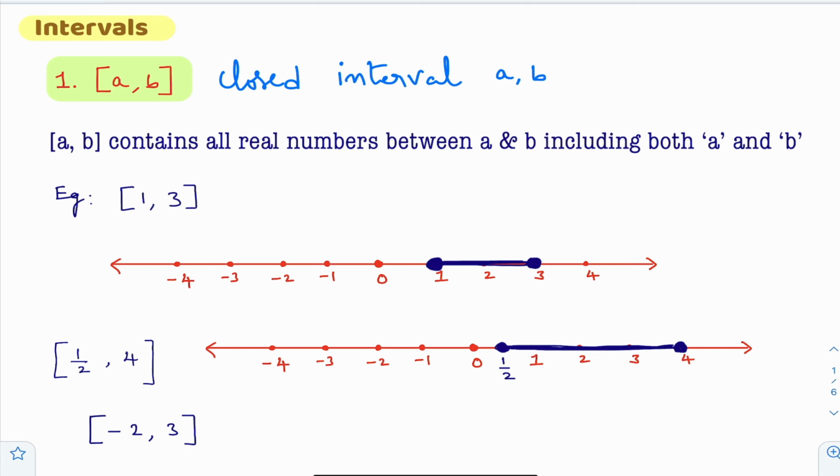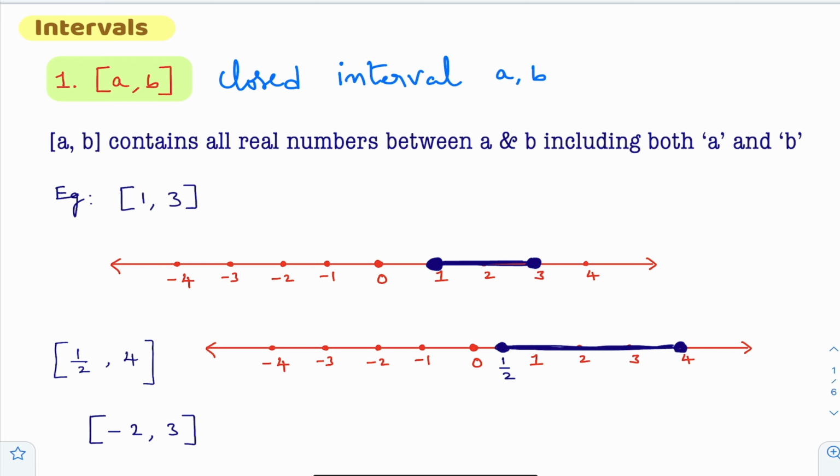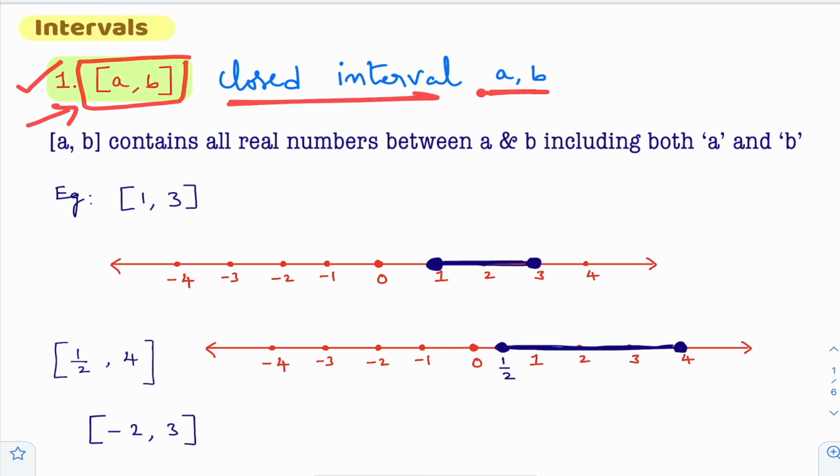Okay, if you mark it, how does it come? This is closed interval, so minus 2 is also included, 3 is also included. See, you join them. This red color part is there. What is this part? This part is the closed interval minus 2 comma 3. So you are learning about intervals. In the intervals, the first one is the closed interval a comma b. You read it as closed interval a comma b.